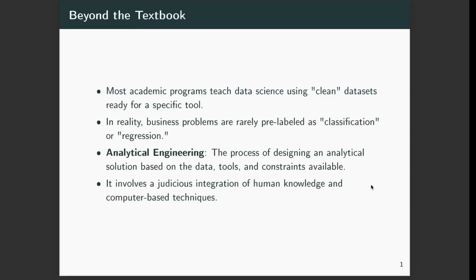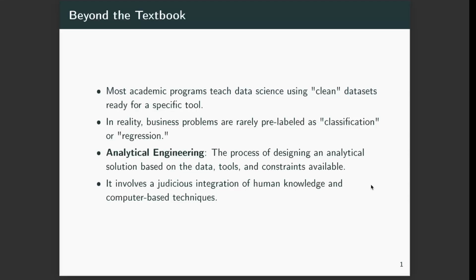When you sit down with a product manager, a marketing executive, or a chief operating officer, they are not going to hand you a classification problem. They are going to describe a business challenge in business language. They might say, our customers are leaving us and we do not know why. Or, we have all of this transaction data but we do not know what to do with it. Or, we think there are patterns in how our users behave, but we cannot identify them.